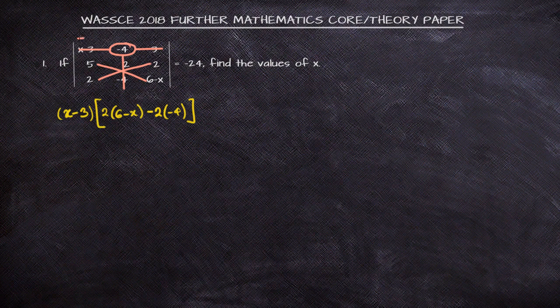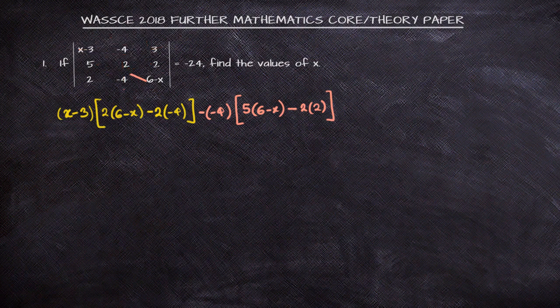But I need to assign my sign, and here the second column will take a negative, so I have minus 4 into bracket the product of the leading diagonal, 5 multiplied by 6 minus x, minus the product of the other diagonal, which is 2 multiplied by 2. Then with this, I will now add the third input in my third column.